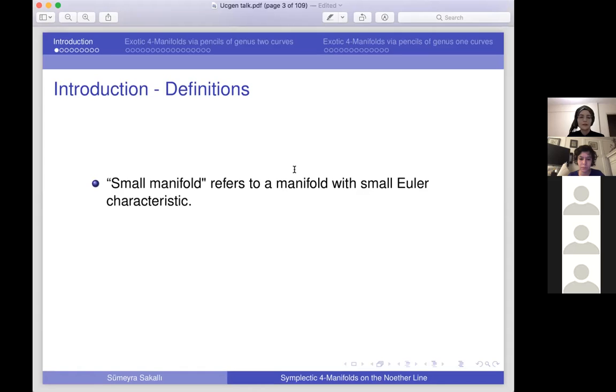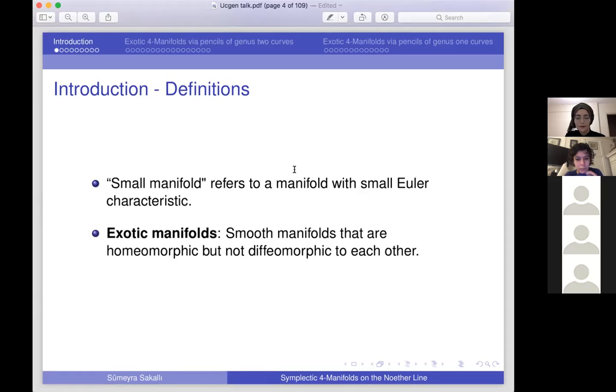First of all, when I say small manifold, it means a manifold whose Euler characteristic is small. Exotic manifolds are smooth ones that are homeomorphic but not diffeomorphic to each other. So topologically, these are the same manifolds, but their smooth structures are different. Then we call them exotic.